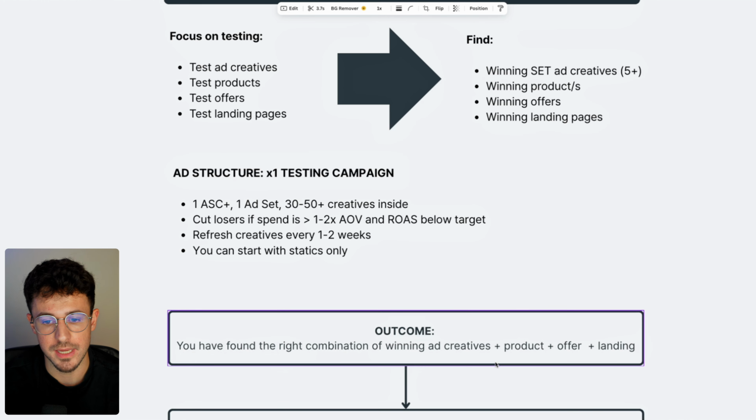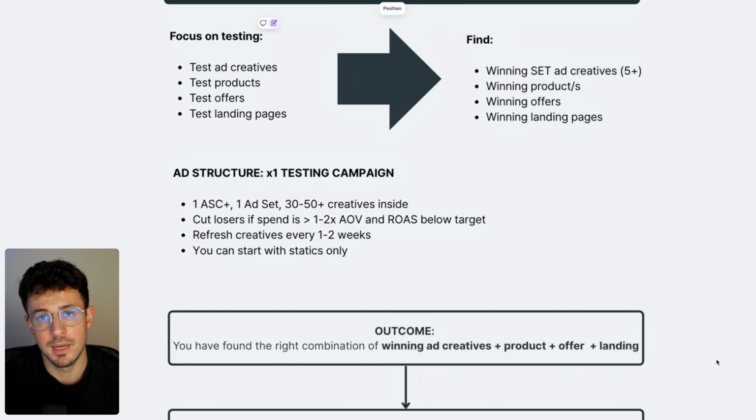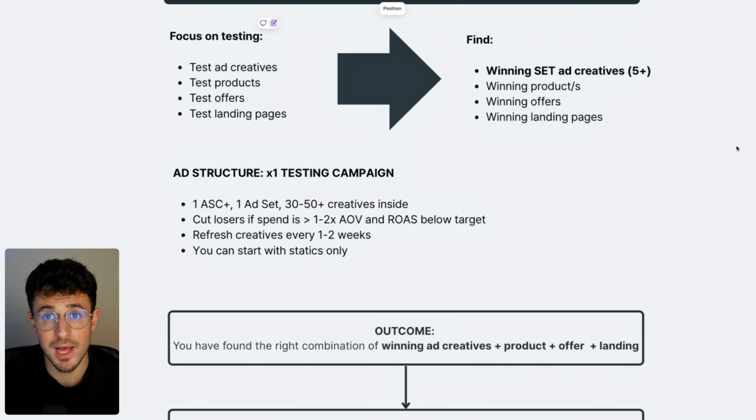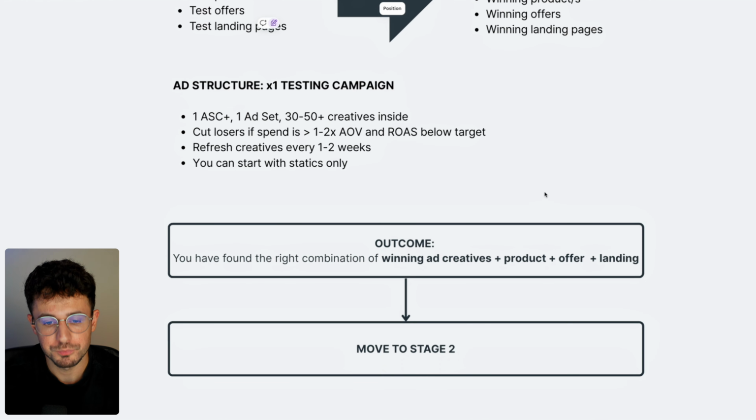What's the outcome of this phase? The outcome of this phase is basically you have the right combination of winning ad creatives, product, offer, and landing page. And then, of course, when you have your set of at least 5 ad creatives that are winners with a good engagement, you can duplicate into a scaling campaign, then you want to move to stage number 2.